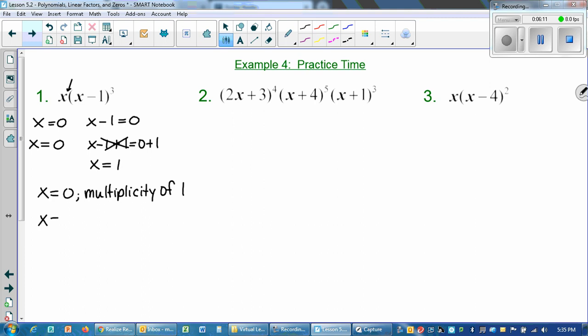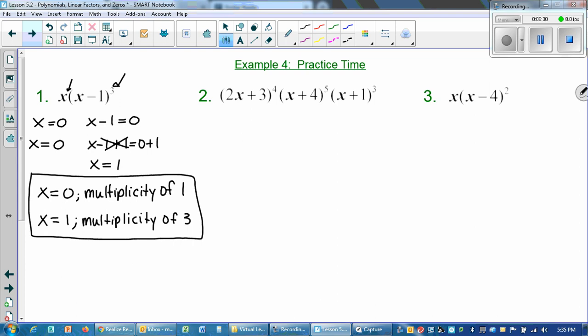My x equals 1 had an exponent of 3. This means I have a multiplicity of 3. I only had 2 factors, so I have 2 zeros, and these are my final answers.